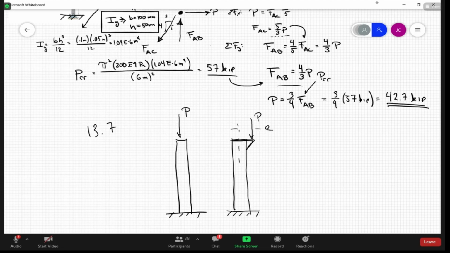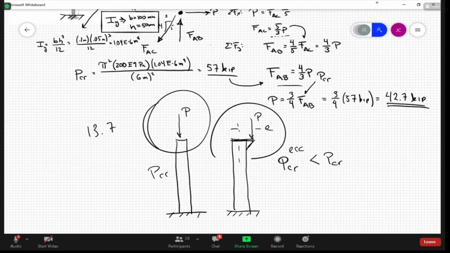In this particular case, the critical buckling load for this case, I'll call this eccentric, is going to be less than the P critical for the non-eccentric case. This is P critical, right? And it's just because there's an additional moment. I'm not going to cover it, but you should be aware of that fact.